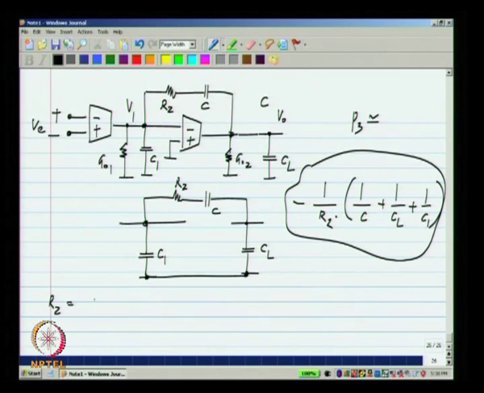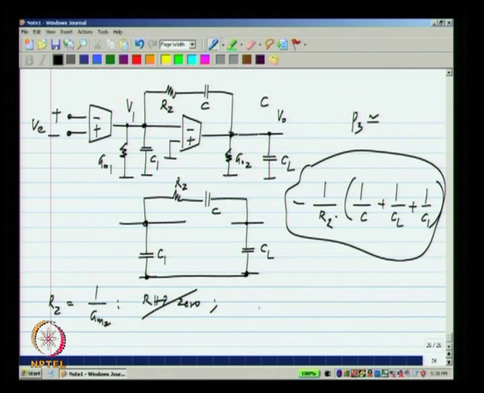Now, what did we have? What is the effect of putting RC there? We can eliminate the right half plane 0, but we will end up with a pole. The right half plane 0, let us say we choose RC to be exactly 1 over Gm2. Then the right half plane 0 goes away, but we will have a new pole. What is that?